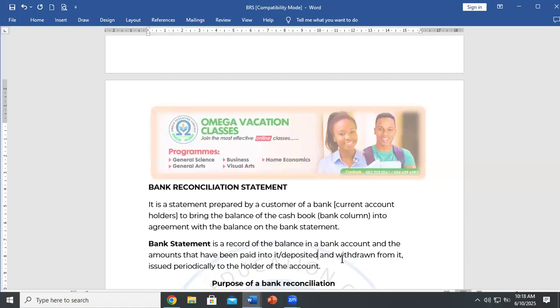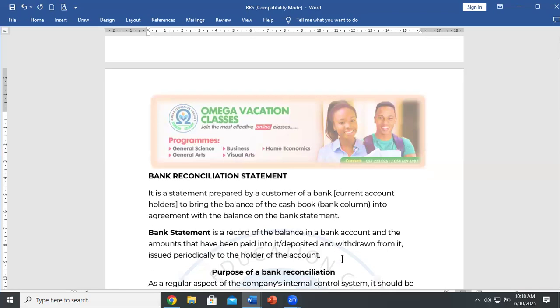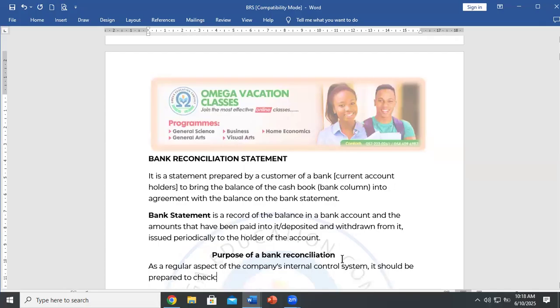Well, within the course of the lesson, we'll see this bank statement, or I'll show you a picture of it. But the cash book is the normal cash book we know, right? So that is a bank statement, and let's look at the purpose of bank reconciliation. Why do we have to do a bank reconciliation?